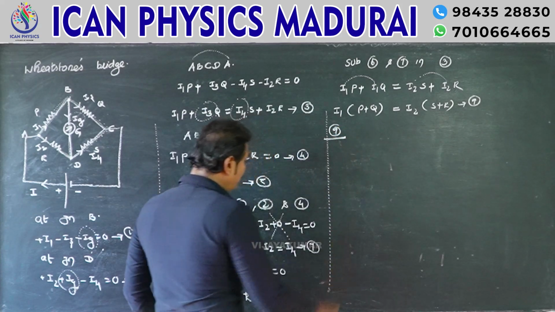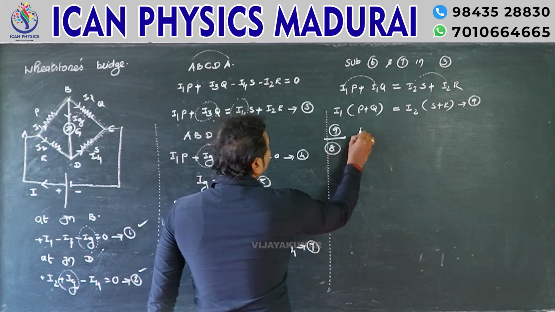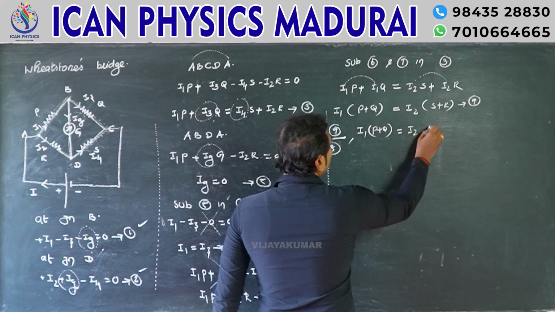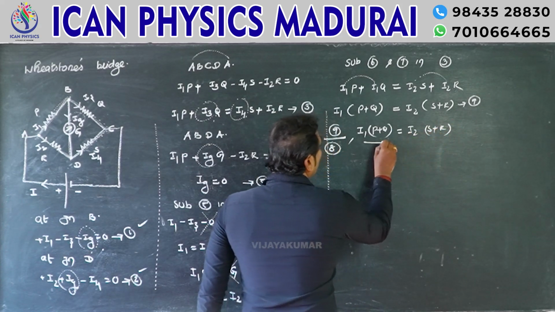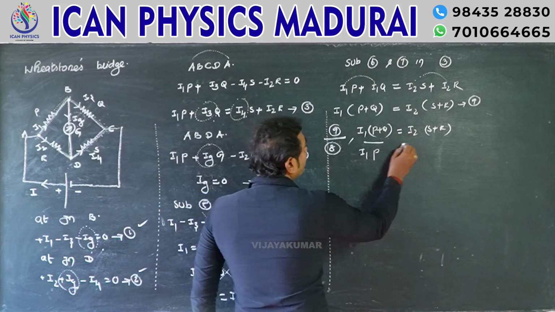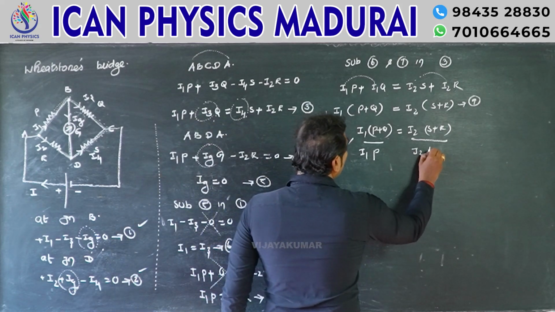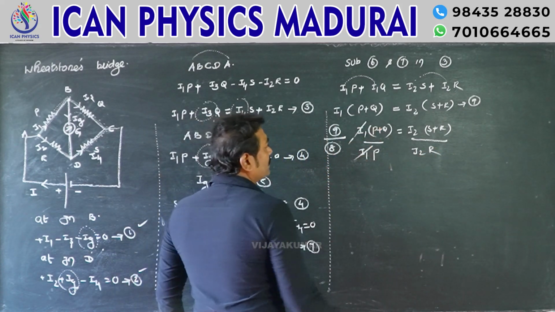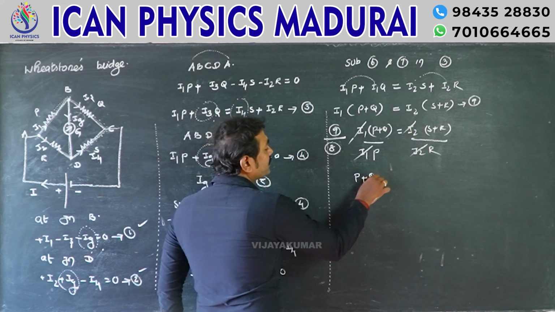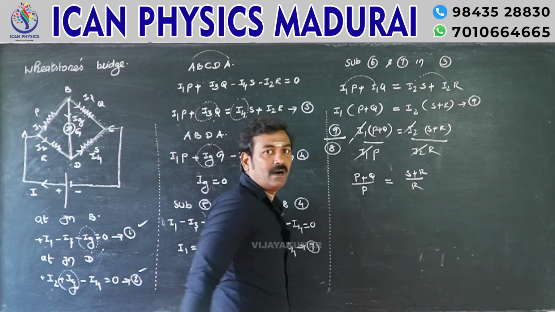So equation number 9 divided by 8. What happens? I1 into P plus Q equal to I2 into S plus R. Now it's divided by, here we are having I1P, here we are having I2R. So I1 getting cancelled, I2 getting cancelled. What is the remaining? P plus Q by P equal to S plus R by R.